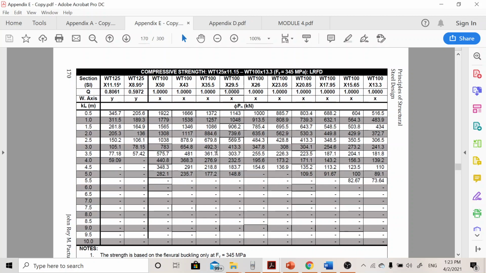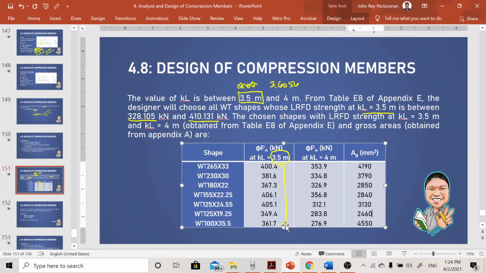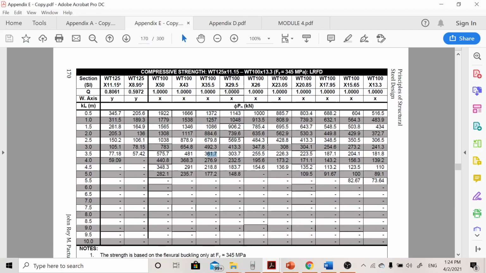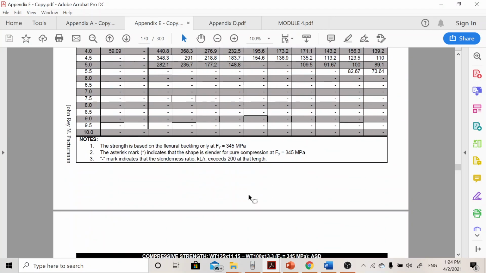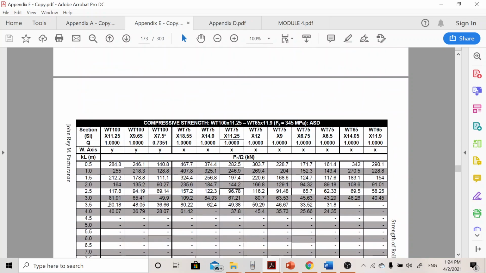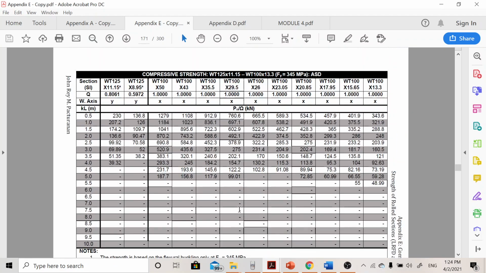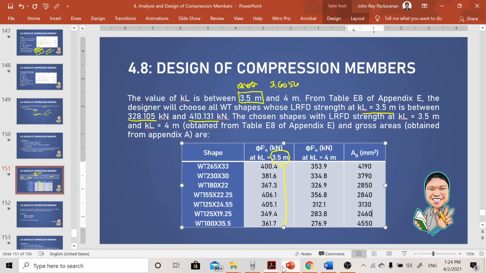Ito. WT 100 by 35.5. So, that is 361.7 to 76.9. So, ayan na. So far, wala na dapat sumunod. Pero check na rin natin. Baka meron pa. LRFD ulit. Wala na. Masyado ng maliliit, class. Yes. So, hanggang dun lang. So, nalista na natin lahat yung 7.